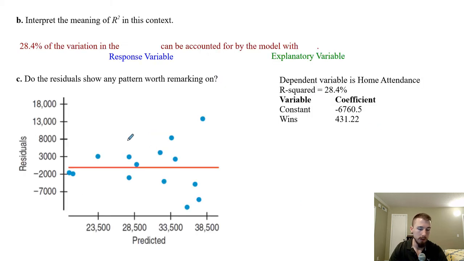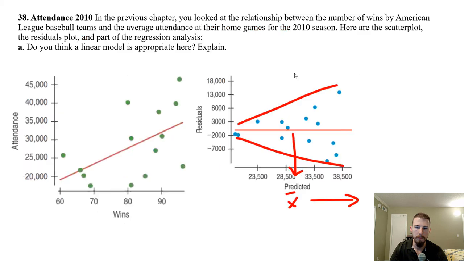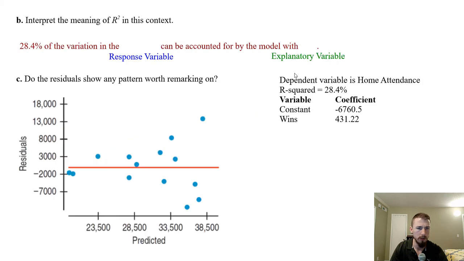All right, part B says interpret the meaning of the r squared in context. So this is going to be the regression analysis, which comes from the computer. The regression analysis is going to give us the r squared, our variables, and the coefficient. If we look over here, we have constant and wins. It's kind of weird, they're saying the dependent variable is the home attendance. That's what we're trying to measure, our response variable. We usually use response variable, not dependent.